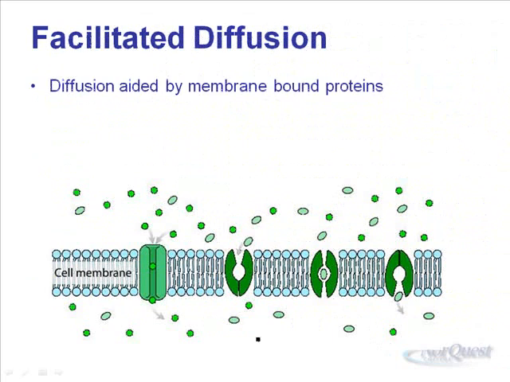Facilitated diffusion is kind of the same idea. Often it could be because these molecules are too big to fit through a plasma membrane, or it could be just a way of speeding up diffusion, but this is diffusion aided by membrane-bound proteins. Two types. There are channel proteins, and this would be one here.